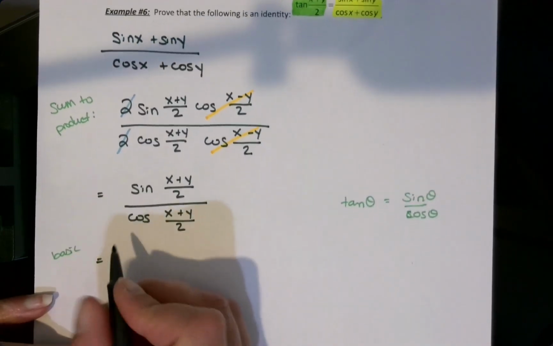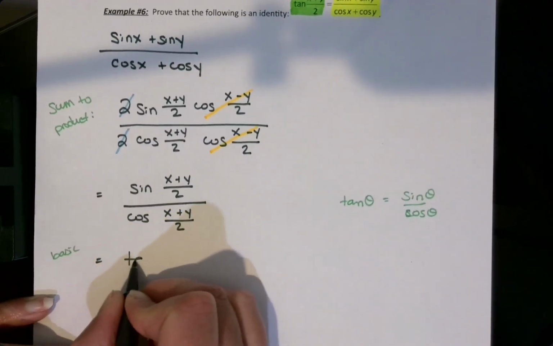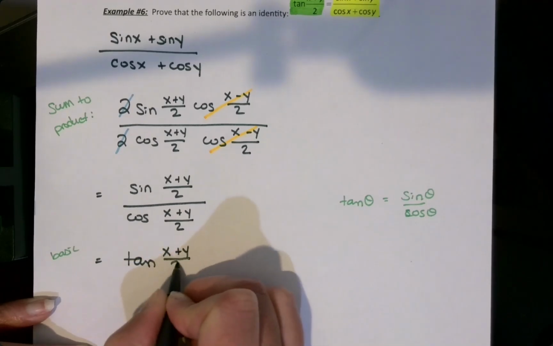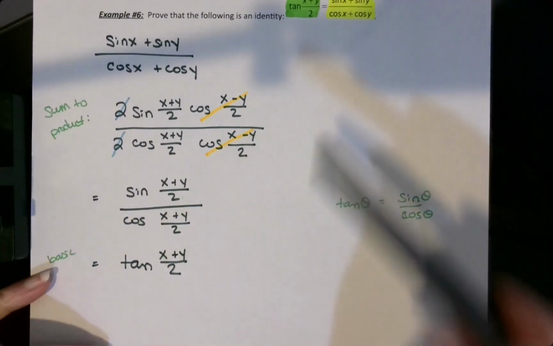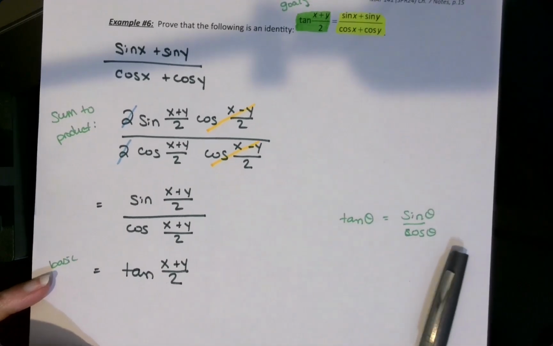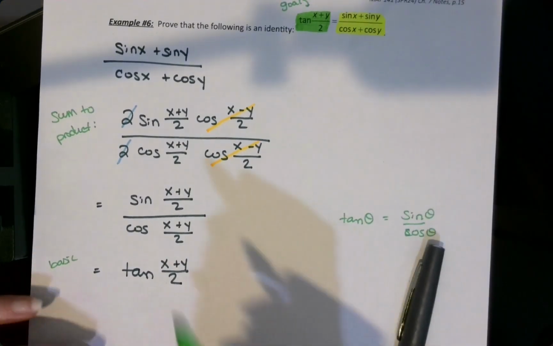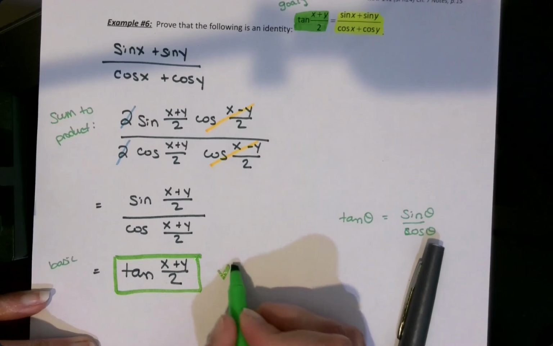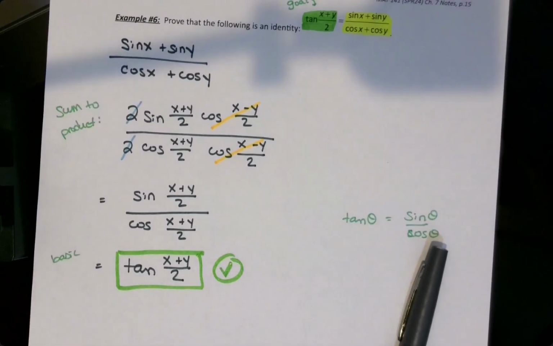So with that basic identity for tangent, this is going to be equal to tangent of x plus y over 2. And if you look back, that is the goal. That is what we were trying to show that we were equal to. So we were able to show that both sides are the same, and we've proven this identity.